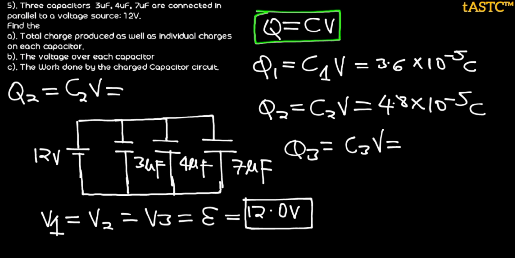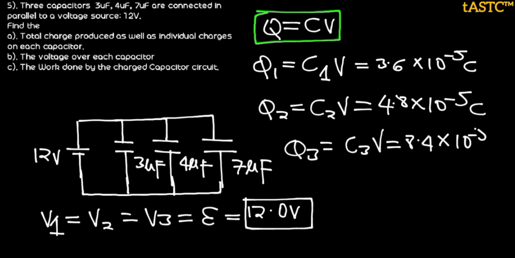Now let us go to the third one. So that is going to be the third capacitance multiplied by 12, which is 7. So that will be 7 multiplied by 10 to the negative 6, and this will be multiplied by 12. So that gives us 8.4. So that is going to be 8.4 multiplied by 10 to the negative 5 coulomb. So that is what you got.